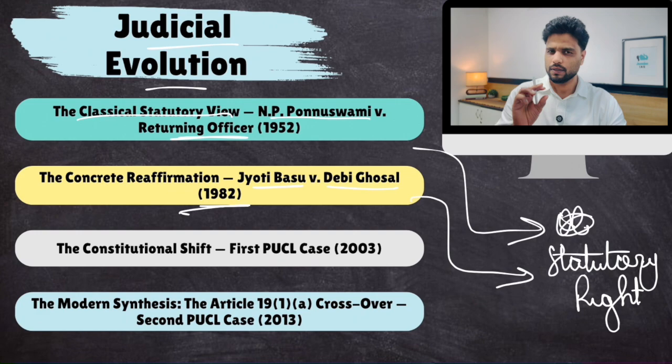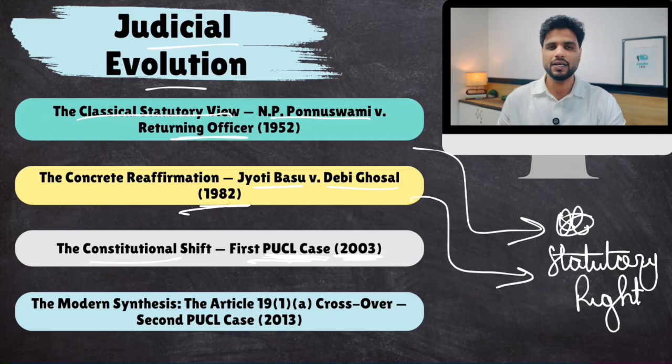But then, certain Supreme Court judges gave a differing opinion. The first time it was expressed was in the PUCL case in 2003. PUCL stands for People's Union for Civil Liberties. This is an NGO which filed a case in the Supreme Court. In this case, one judge opined that the right to vote is crucial for democracy, and democracy is part of the basic structure of the Constitution.